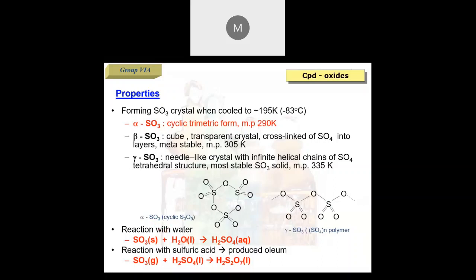Reaction with water: it reacts with water to form sulfuric acid. Reaction with sulfuric acid produces oleum. So we have seen this in our previous slide.